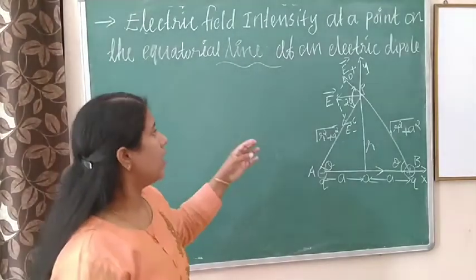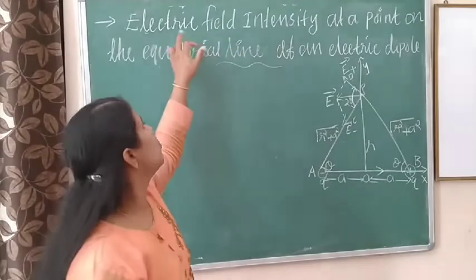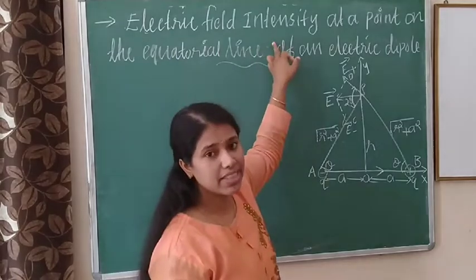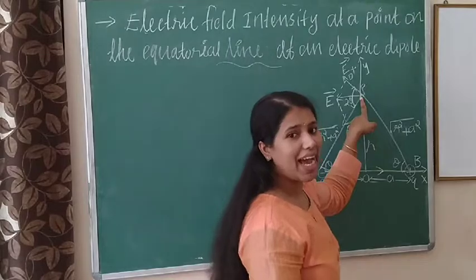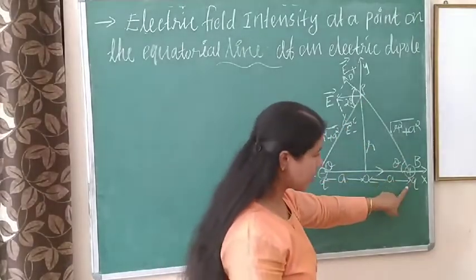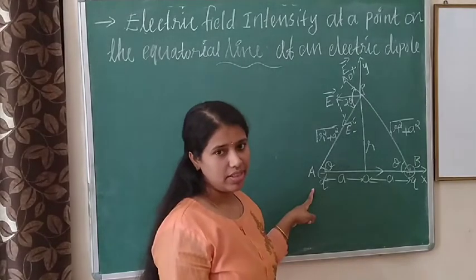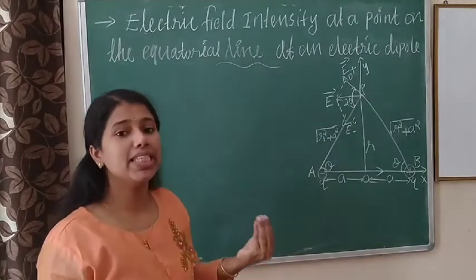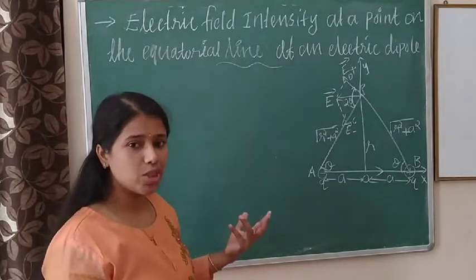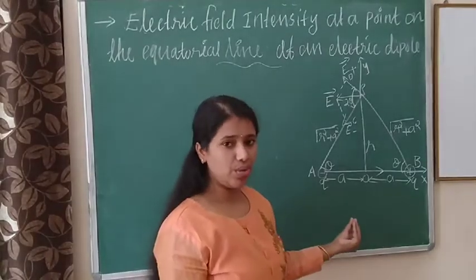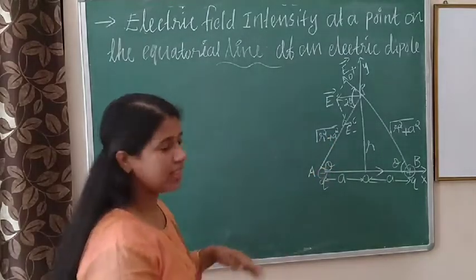Okay. Then here our aim is to calculate the electric field intensity at a point P. First, due to the plus Q charge, and second, due to the minus Q charge. That means E plus and E minus we have to calculate. Some textbooks use E1 and E2. That's also correct. Here we are using E plus and E minus.